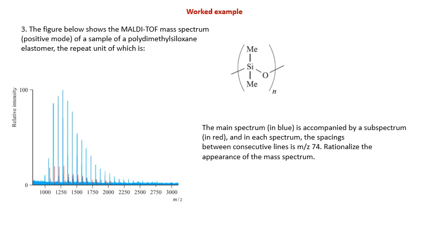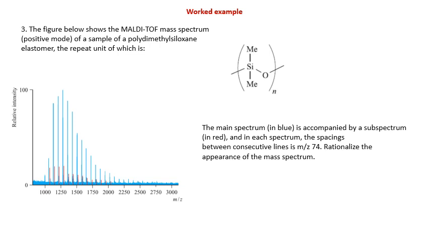The main spectrum is given in the blue part, this blue color. The main spectrum is accompanied by a subspectrum in red. Also there is a red part, as you can see over the spectrum. The spacing between two consecutive lines, between two blue lines or between two red lines, you can see that the consecutive spacing is m/z equal to 74. Now rationalize the appearance of the mass spectrum. You have to analyze the mass spectrum.